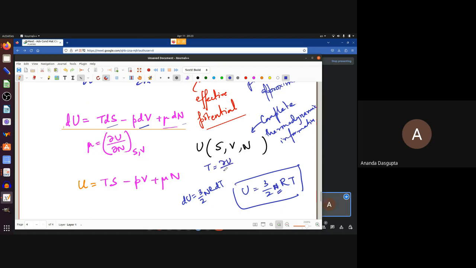But if you were given U as a function of S, V, N, then notice that the temperature can be found by doing del U del S, which will come out as a function of S, V, N, right? Pressure can be found by del U del V, which again will come out to be some function of S, V, N. And if you eliminate S between these two equations, you will be able to find temperature as a function of pressure and volume and number of particles, right?